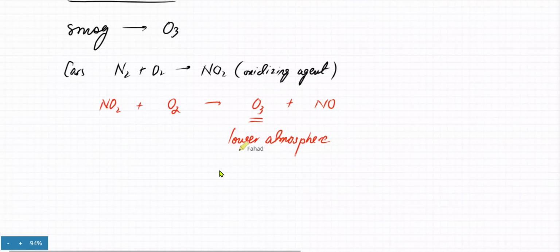And ozone is kind of like a smog. It's like a foggy thing. Okay? So in the lower atmosphere it causes a very harmful effect, because it causes breathing problems. It also attaches irreversibly to your hemoglobin. So it causes breathing problems. So it's not good in the lower atmosphere.